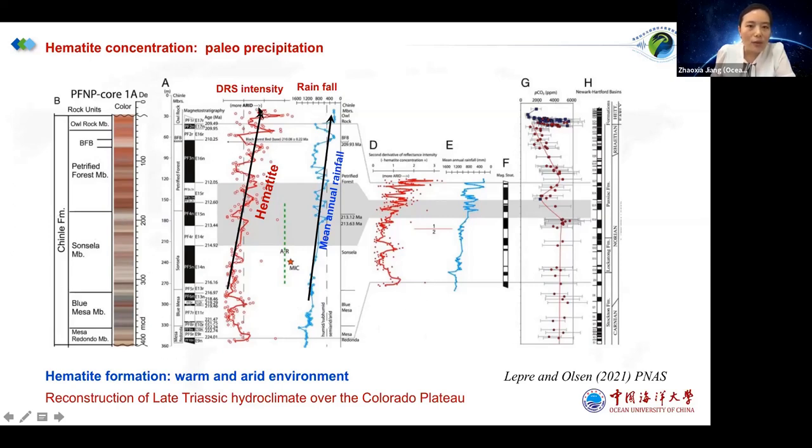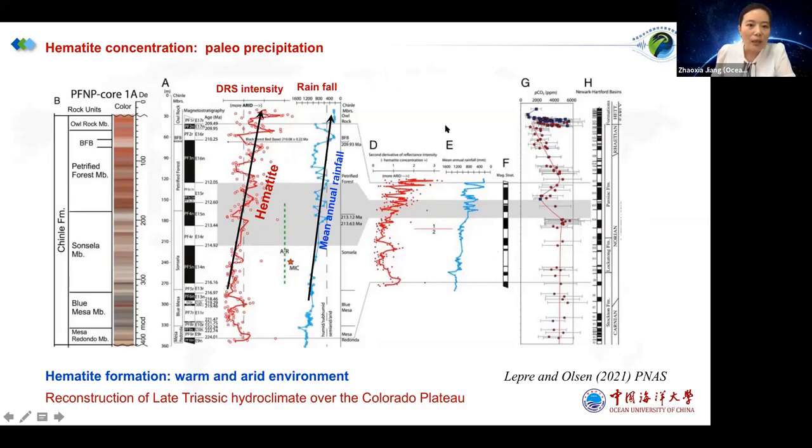In this paper, they use the DRS intensities to indicate hematite concentration. They find that the hematite concentration increases since the Triassic period, and it correlates well with the mean annual rainfall. So they see that maybe this can be used for the reconstruction of late Triassic hydroclimate over the Colorado Plateau, because hematite, they think, formed in a warm and arid environment. So it can be used as a good proxy for the rainfall.